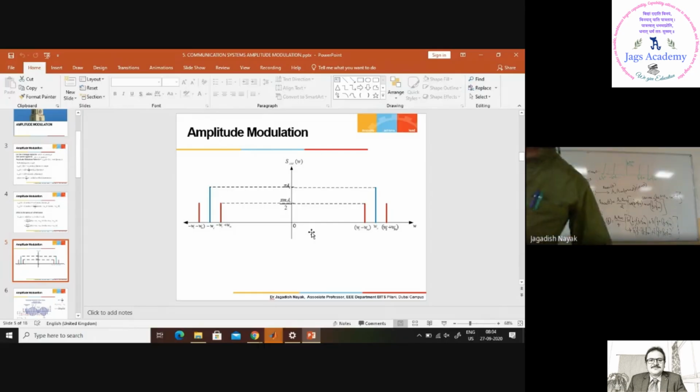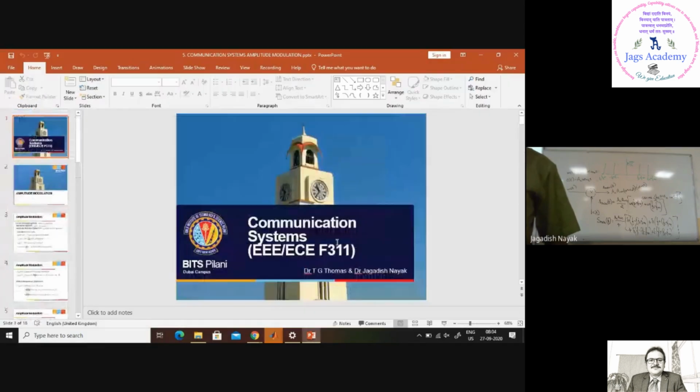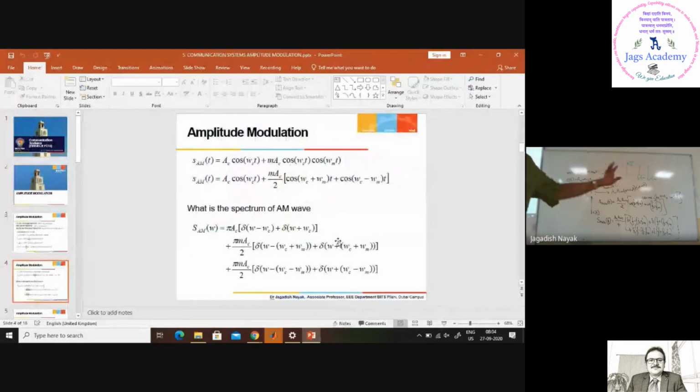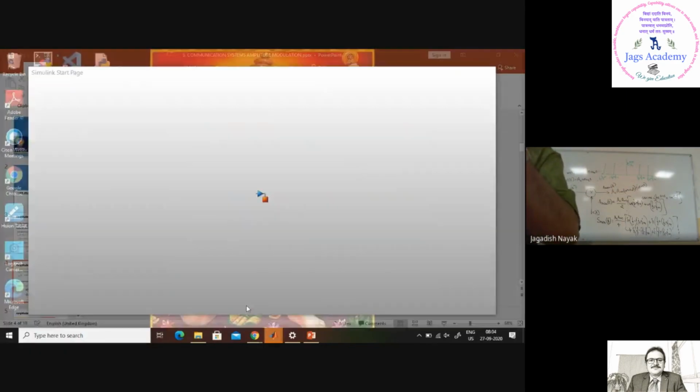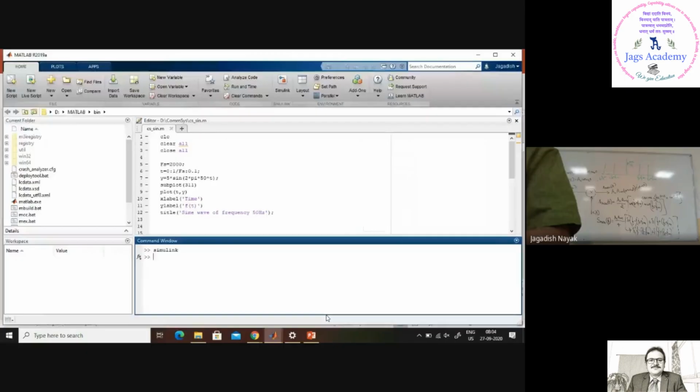Now, can you do it in Simulink? How do you simulate this equation in Simulink? Let us do the simple one. Simulink is very easy. See, I have already opened it here. If you want to invoke Simulink, just go to MATLAB.